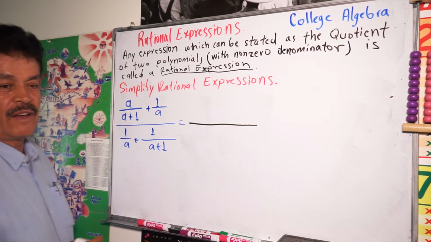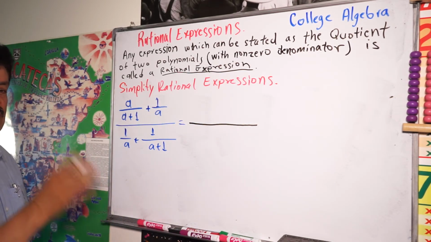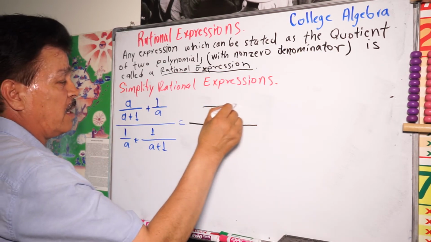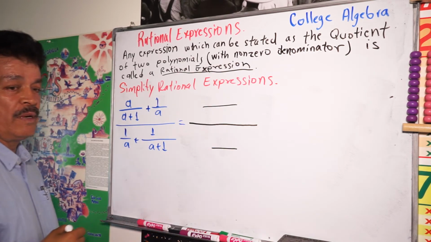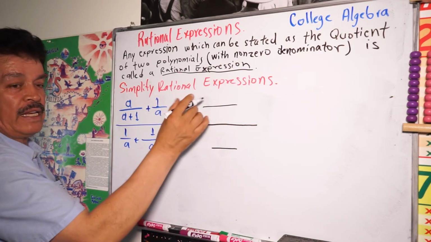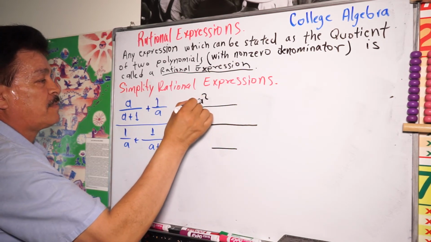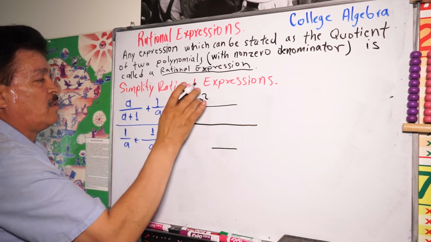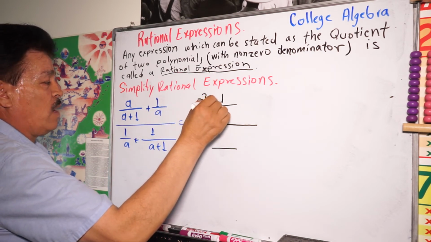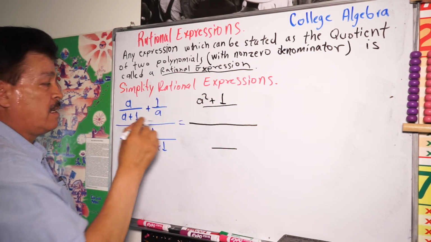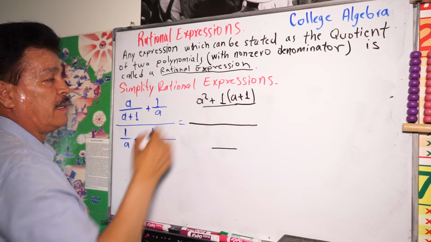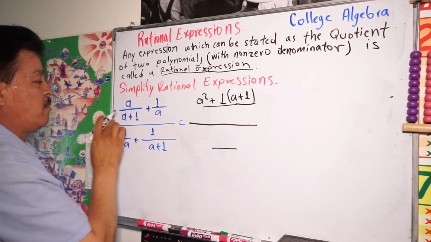It's not difficult. Just follow the steps. Remember, we have two rational numbers here. Just do the first one on top, and then that's it. Right here, you multiply a squared plus 1 times a plus 1. Just multiply, follow the steps. In the bottom, just multiply like this.